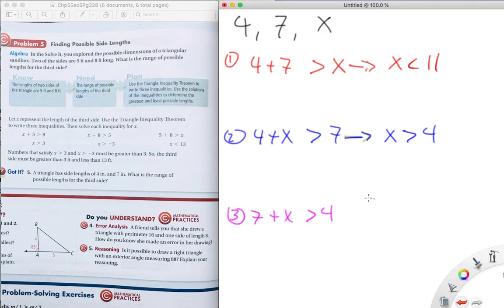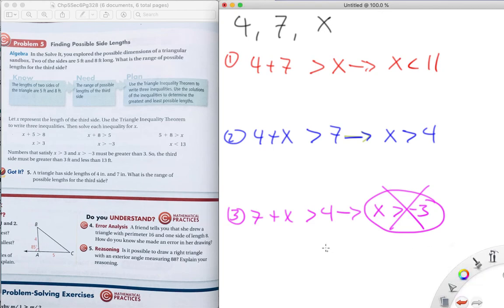And then we got this last scenario. Subtract 7 from both sides. It's x is greater than negative 3. A side of a triangle or an angle cannot be negative. So this is an invalid number. Can't be a negative number. So I have my two scenarios.